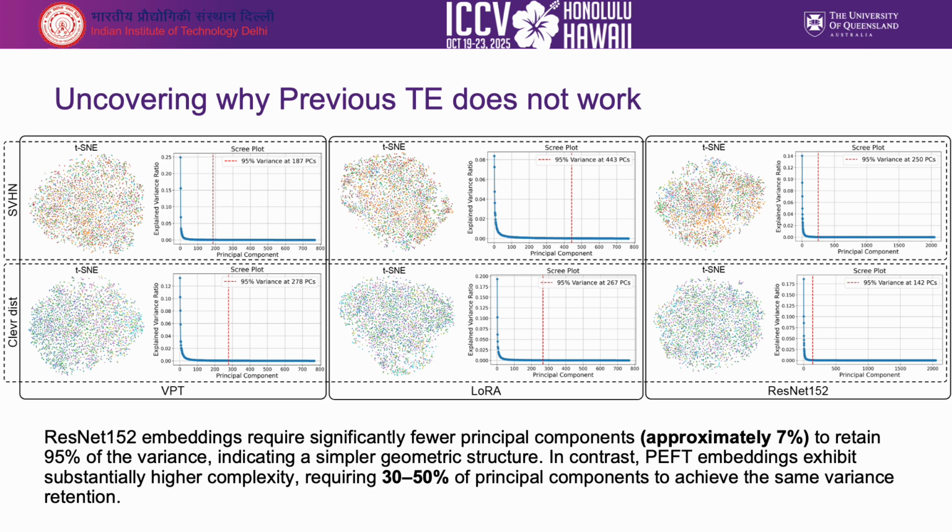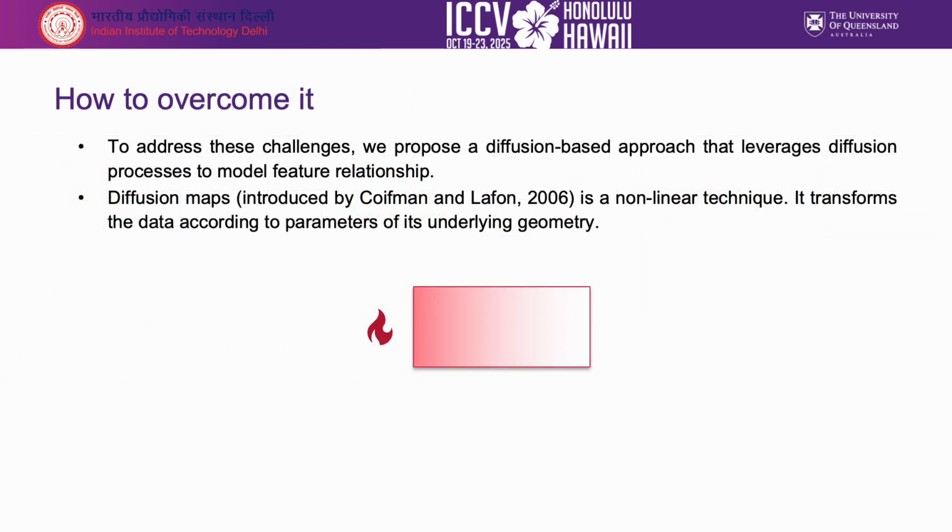As you can see from the scree plot, compared to classical CNNs like ResNet, which retain 95% of the variance with only about 7% of the principal components, PEFT embeddings are far more complex. PEFT requires 30 to 50% of the principal components to capture the same amount of variance. This substantially higher nonlinear geometric complexity of PEFT embeddings is the key reason traditional transferability estimation is inadequate for this task. To overcome this, we introduced PEFTDiff, a novel diffusion-based approach.